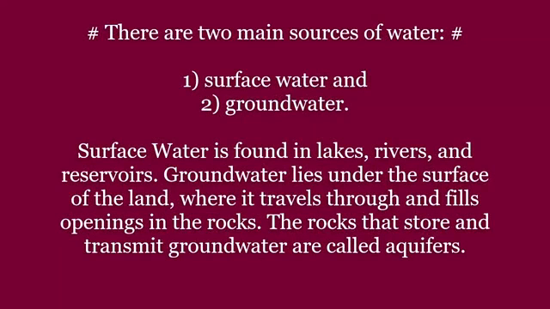There are two main sources of water, surface water and groundwater. Now let's see what is surface water and what is groundwater. Surface water is found in lakes, rivers and reservoirs, whereas groundwater lies under the surface of the land, where it travels through and fills openings in the rocks. The rocks that store and transmit groundwater are called aquifers. So these were the main sources of water.